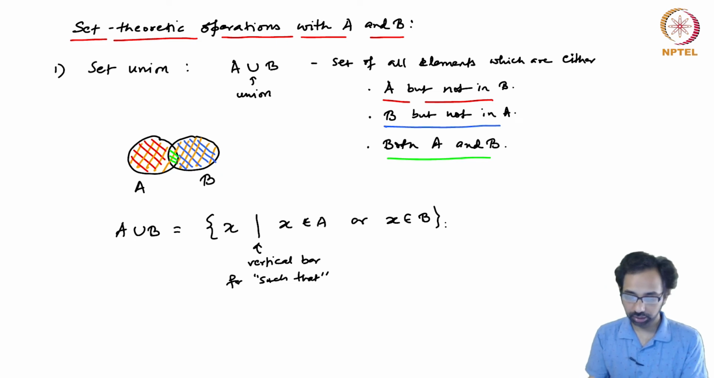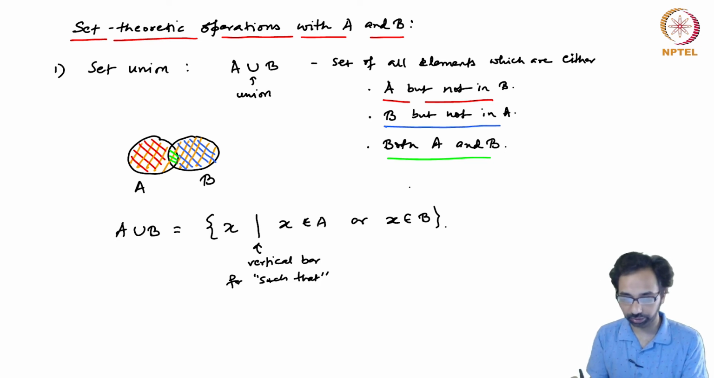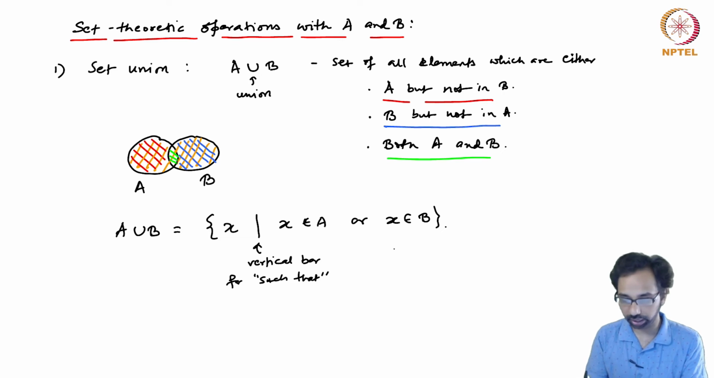Okay, here "or" does not exclude that it can be both in A and B, as we have seen. So usually in normal day-to-day language, we might mean for example day or night, so it cannot be both, but here it can be both. Okay, so "or" does not exclude this possibility that we can have x belonging to both A and B.